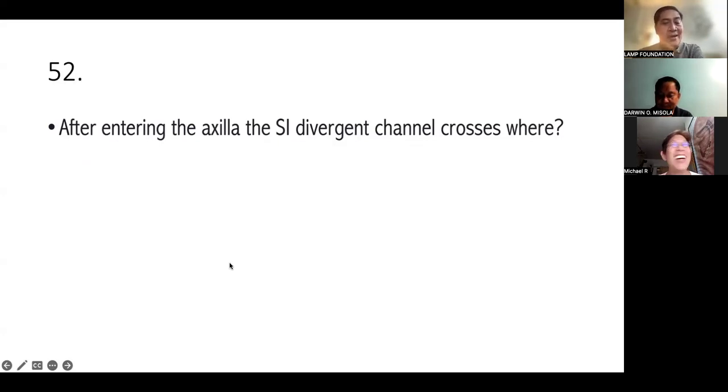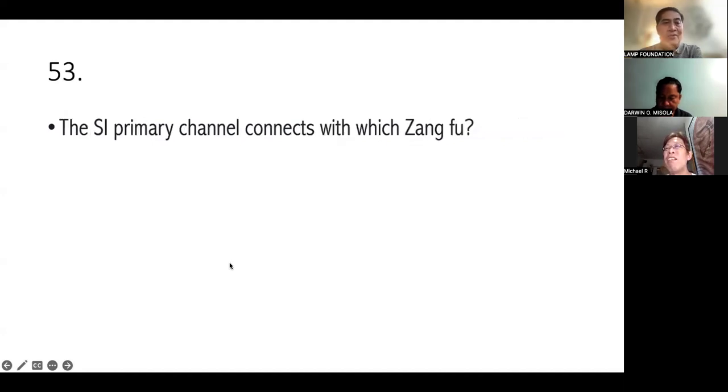After entering, the SI divergent channel crosses where? It crosses the heart and descends to the abdomen where it connects with the small intestine. Good. The SI primary channel connects with which Zangfu? Number 1 there is the heart, right? There are three, Doc: heart, stomach, and small intestine. What else? The ear, the inner canthus of the eye.